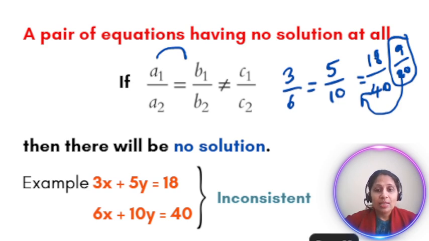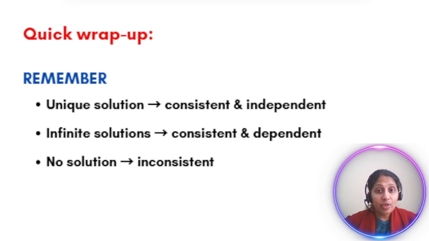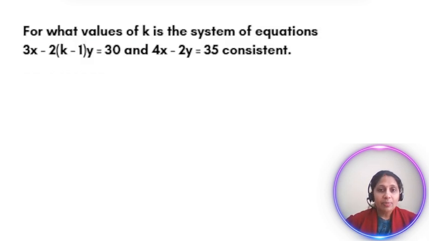Now, let's quickly wrap up what we studied. If there is a unique solution, it means it is consistent and independent. If there are infinitely many solutions, then it is also consistent but dependent. If there is no solution, then it is inconsistent. Simple, right? Now let's see an example based on this.